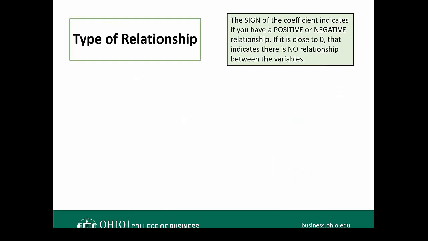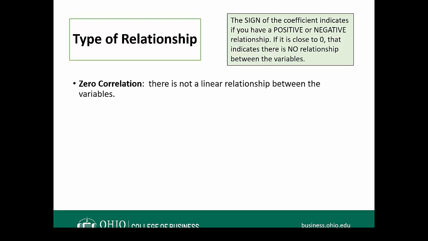If you have a Pearson's R that's very close to 0, so it's not really positive or negative, that means that there is no relationship between the variables, or there is 0 correlation.